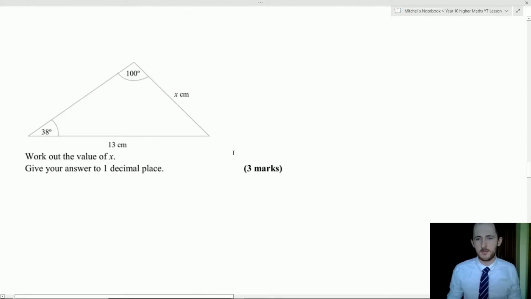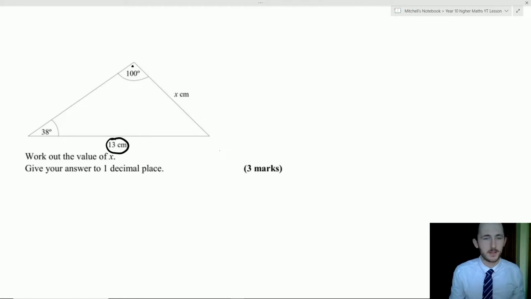So let's go through an example. Okay, so I'm looking at this. Now, I do have a pair. I have 13 and 100. They're opposite each other, so I have a pair. So why don't I label this angle A and this side A? I have another angle, so let's label that B. Again, it doesn't matter if it's B or C. You could label it C if you want to. And the side opposite is X.